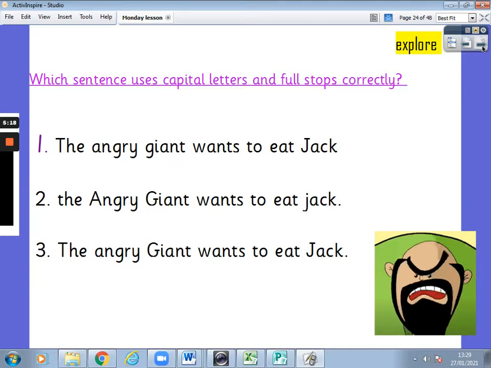Which sentence uses capital letters and full stops correctly? I'm going to read the 3 sentences. Then you can pause the video and you can write number 1 if you think it is 1, number 2 if you think it is 2, number 3 if you think it is sentence number 3.